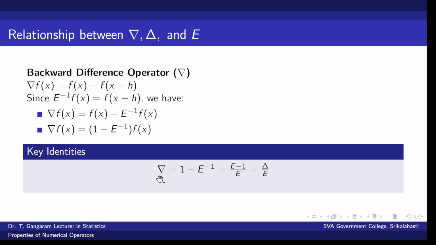This is equal to nabla is equal to delta by E, which implies delta is equal to nabla into E, or E is equal to delta by nabla. This is the relationship between E, delta and nabla.